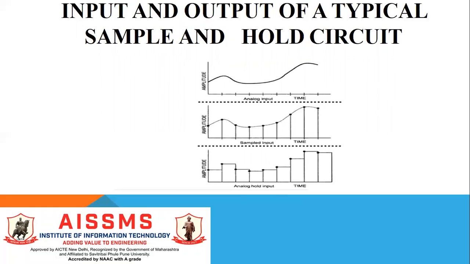The input and output of a typical sample and hold circuit can be clearly seen in the following diagram. The first is the simple analog signal which is given to the sample and hold circuit. It is sampled according to the intervals, and this sampled signal is held till the new signal arrives. And finally, the sample and hold data, that output, is obtained in this form.